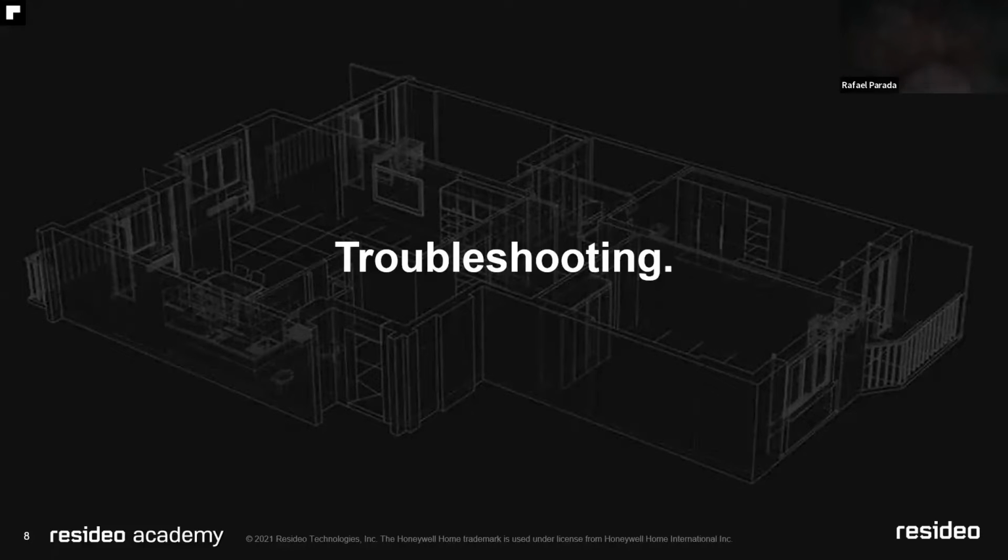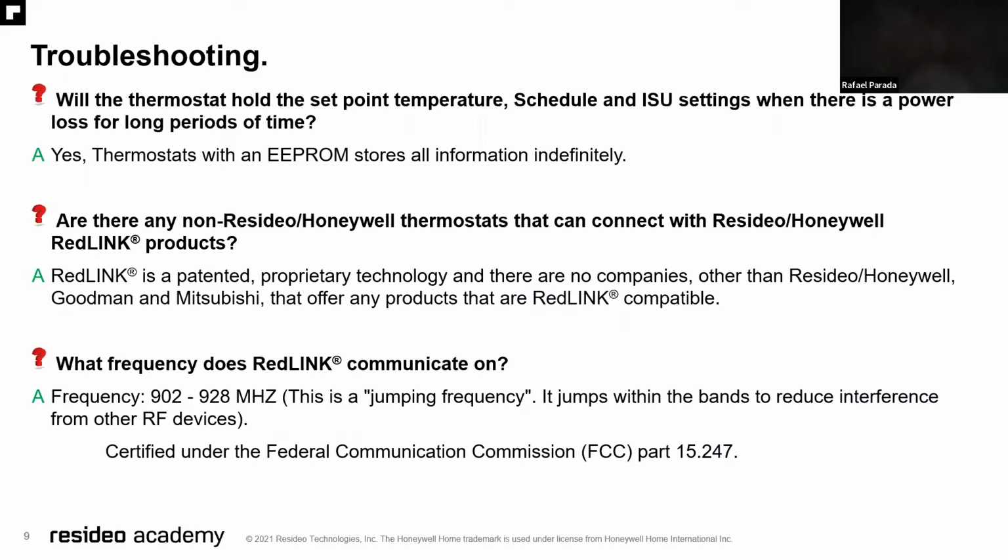So let's move on to the common calls we receive on the call centers, in the pro and the homeowners call centers. So the first one, the most common one, will be if the thermostat will hold the set point temperature, the schedule, and the ISU settings whenever there is a power outage for long periods of time. And the answer is yes.